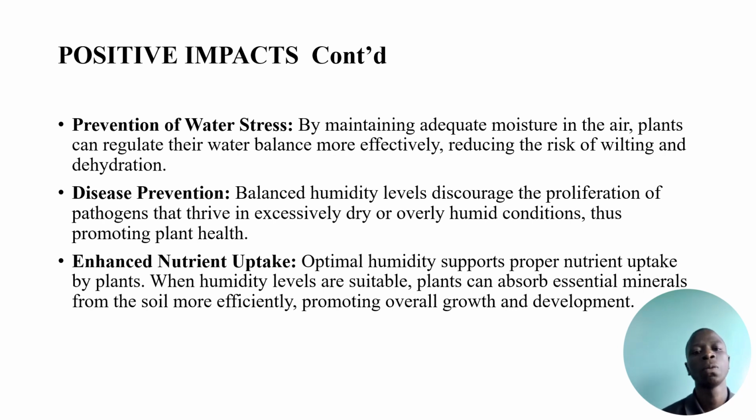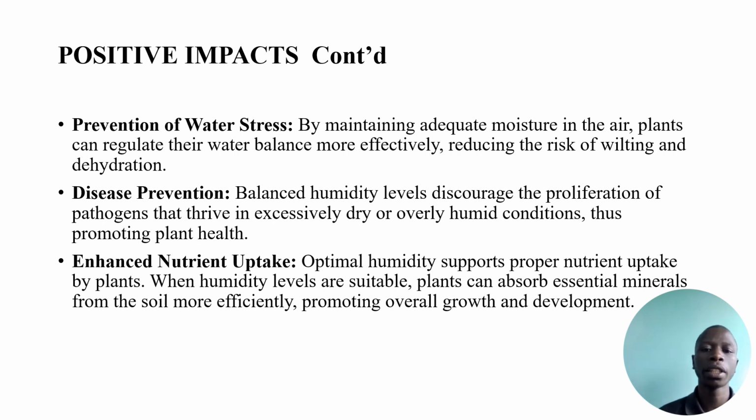For this point, we know that most of the diseases are caused by pathogens, and some of the pathogens tend to thrive in areas which are very wet, or in areas which are very dry. So when there is optimum humidity, it is difficult for most of those pathogens to survive, which reduces or prevents disease in the plants.